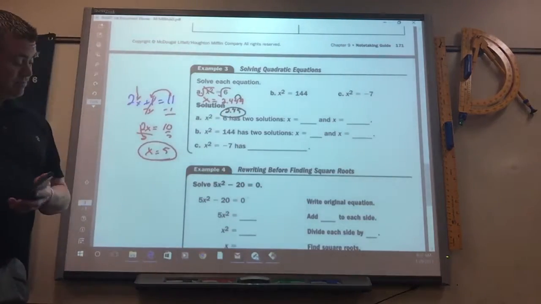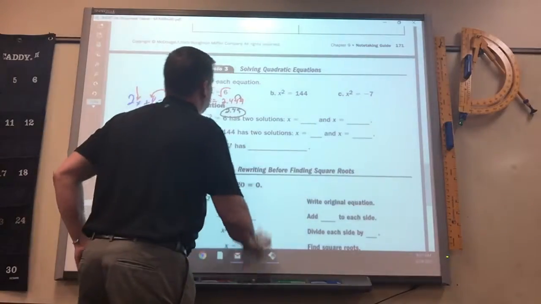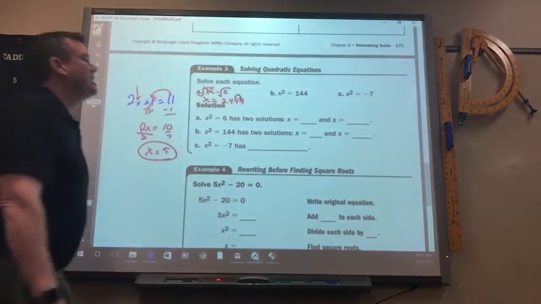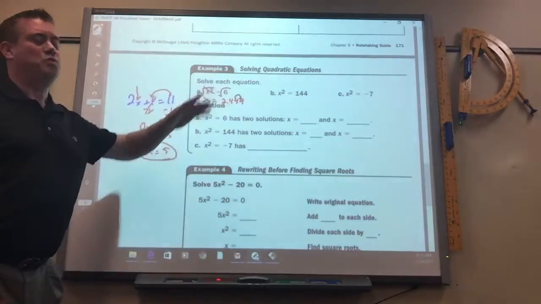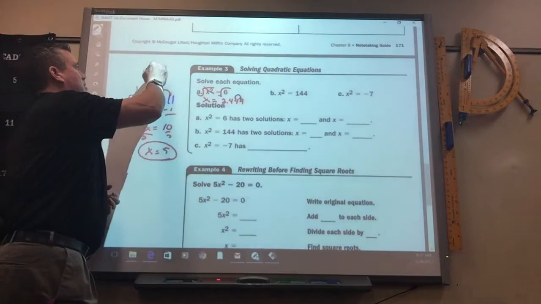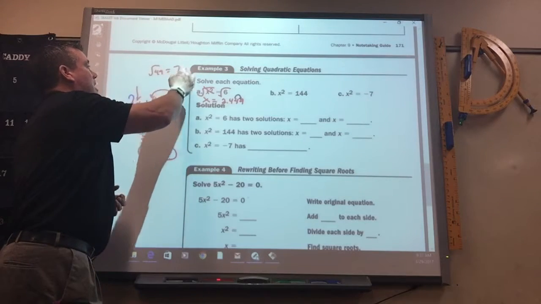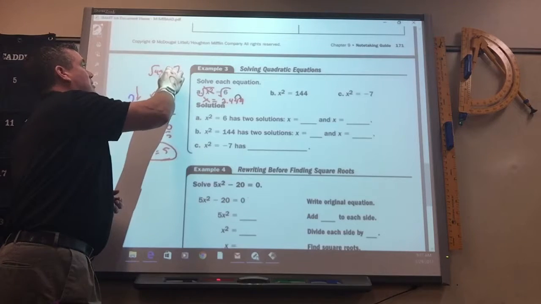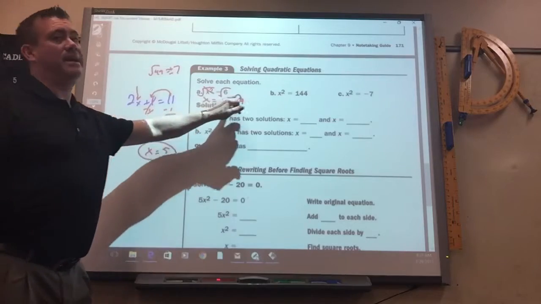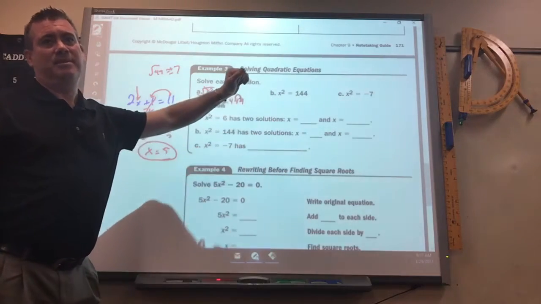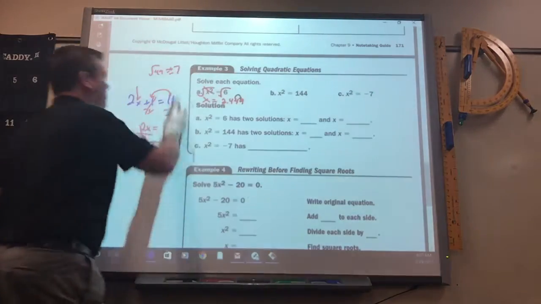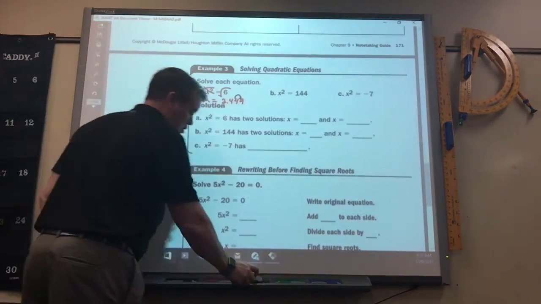Okay? Now, here's the trick on these equations. And this is going to come into play later in the chapter when we do these. Remember what happens when you square root, like on yesterday's assignment? Square root of 49 is what? 7 and -7. Right. You always get 2 answers on a quadratic. Okay?